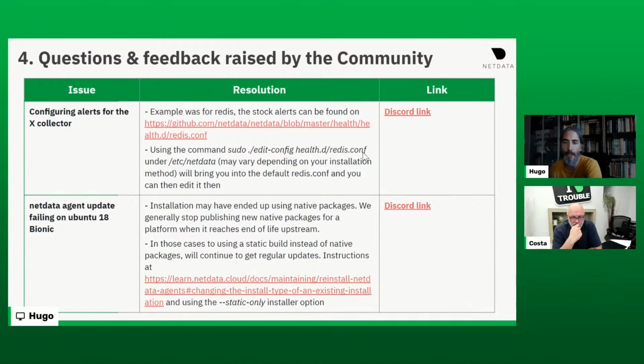Some question about the failing update on Ubuntu 18 Bionic. This one has reached the end of life, so we stopped pushing updates to the package. In these cases, the approach to take is to do a static build, and you can do that by passing the static-only option on the Kickstart, and you are then able to get the updates from this build. So it's no longer on the native packages of your distro.